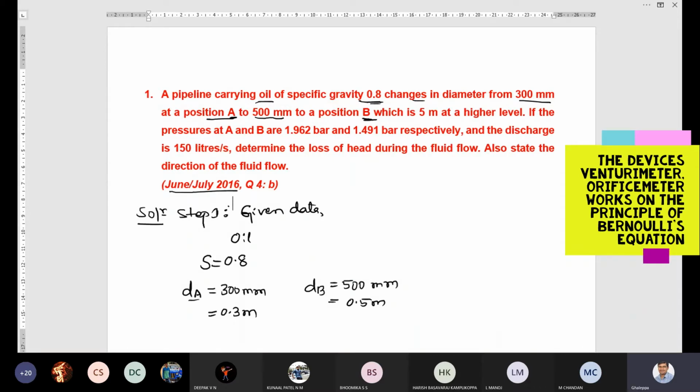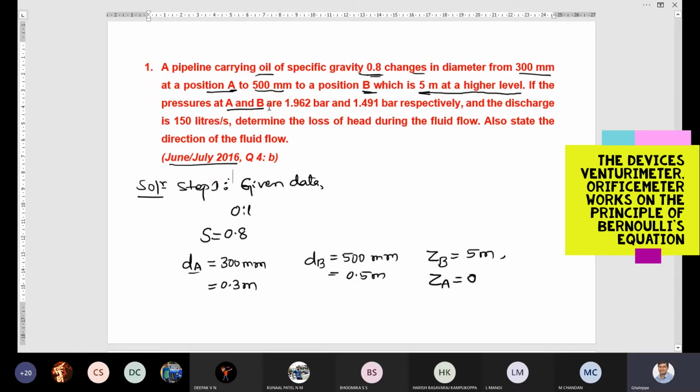This position B is 5 meter at a higher level. Okay, it is at a higher level. If the pressures at A and B are, we'll write that also. Our position B means ZB is 5 meter higher compared to ZA. Means the potential energy at point A, if you take it as 0, so ZB minus ZA is 5 meter. So I will assume the potential energy at A is the origin, so it starts at 0.